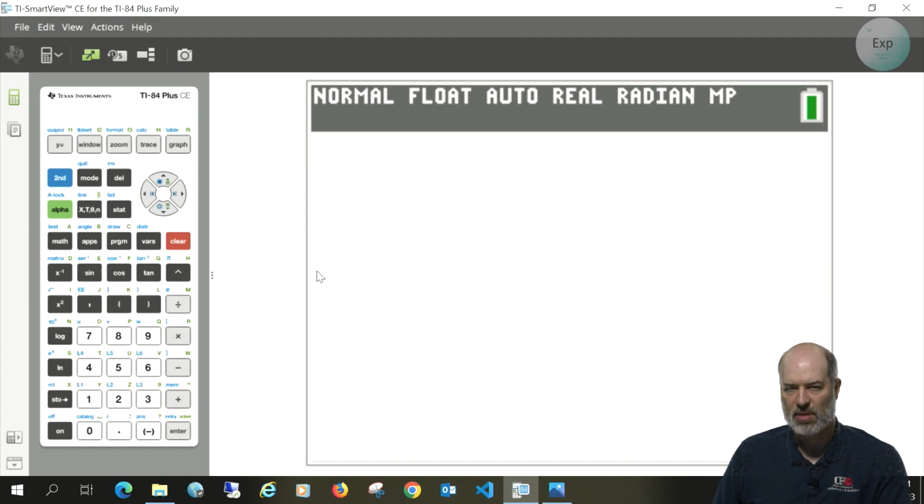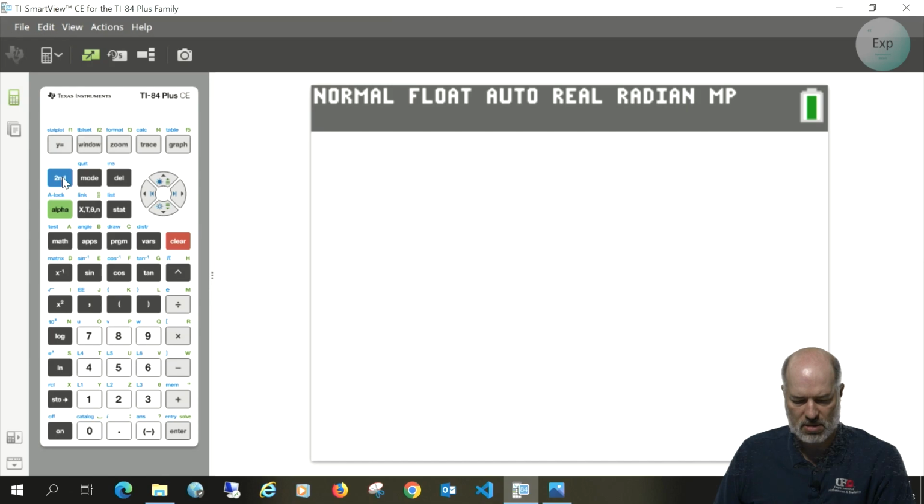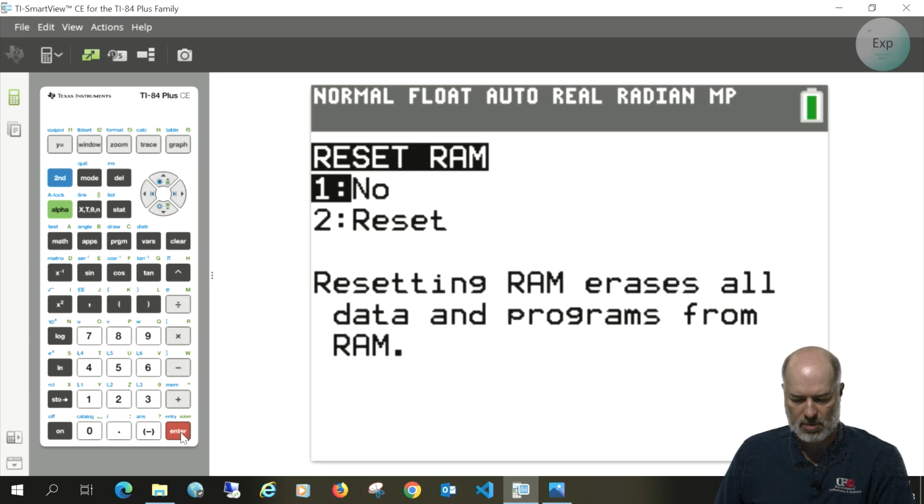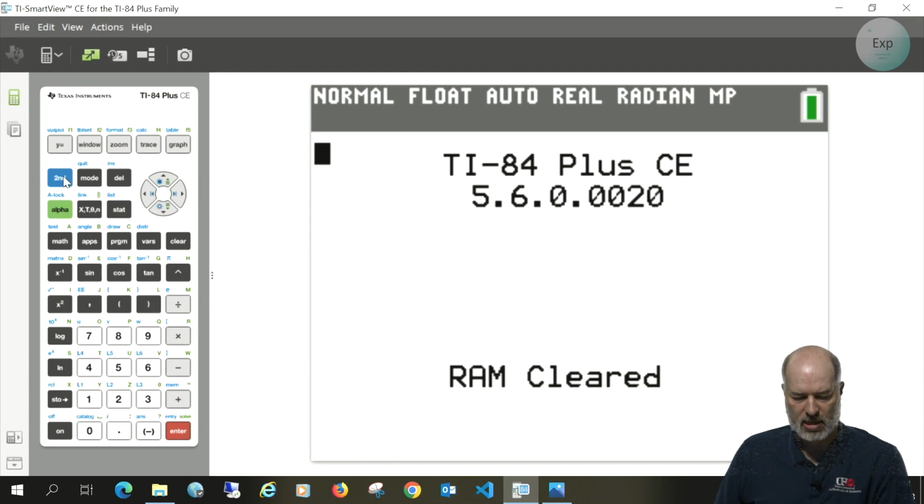In this video, I will demonstrate the 10 to the x as well as the x to the negative 1 features on the graphing calculator, TI-83 or TI-84, as well as the use of scientific notation. Let's get started. First thing I'm going to do is clear the RAM by going to second memory, and then I'll reset, clear all my RAM. Okay, and now I'm ready to begin.